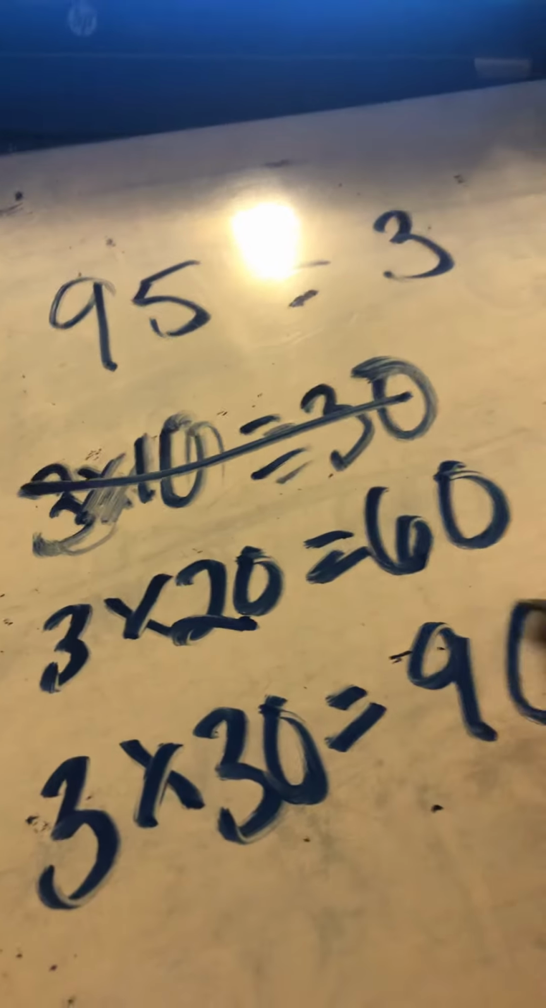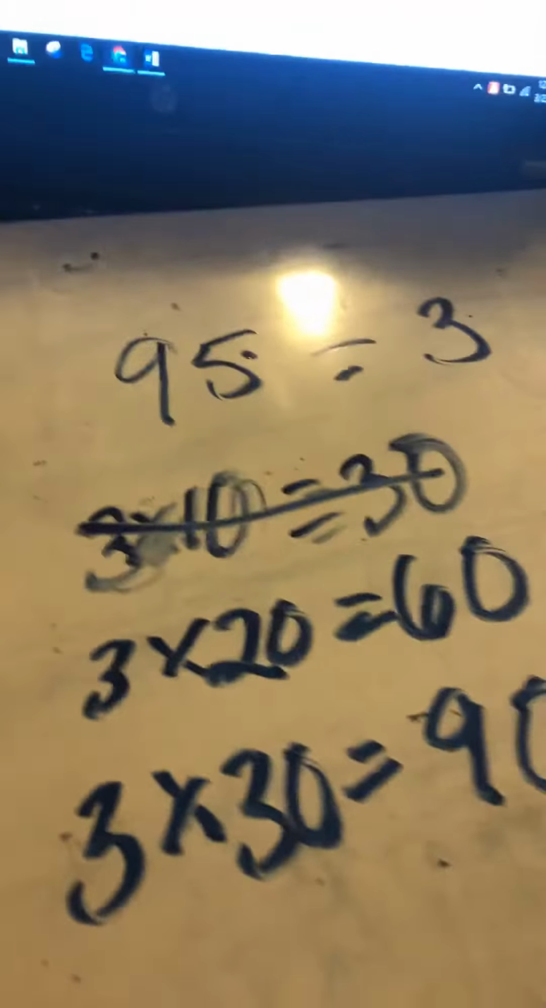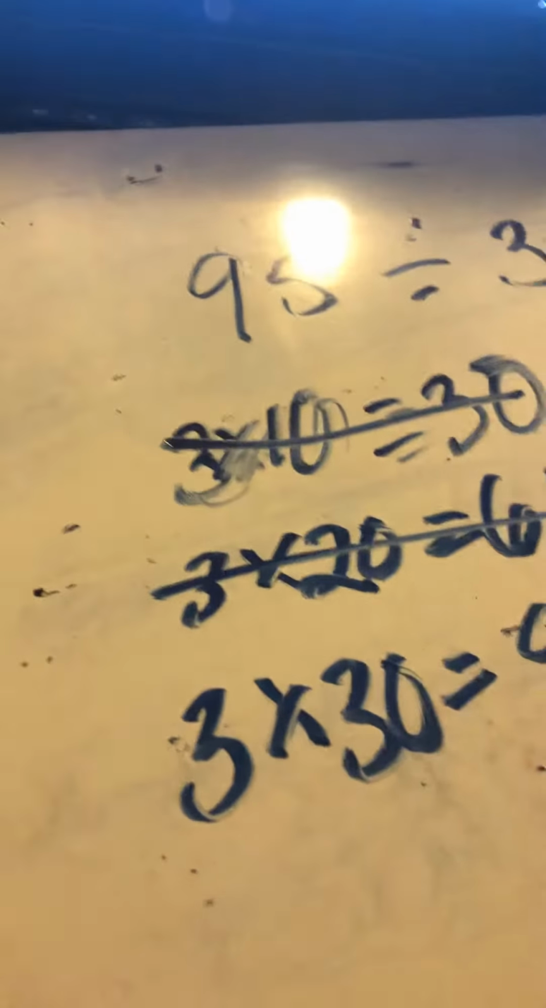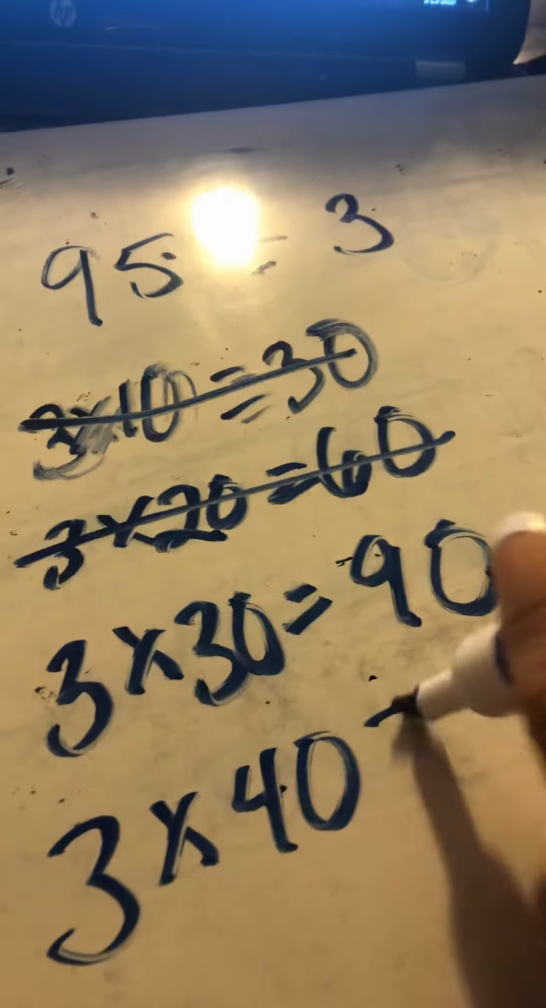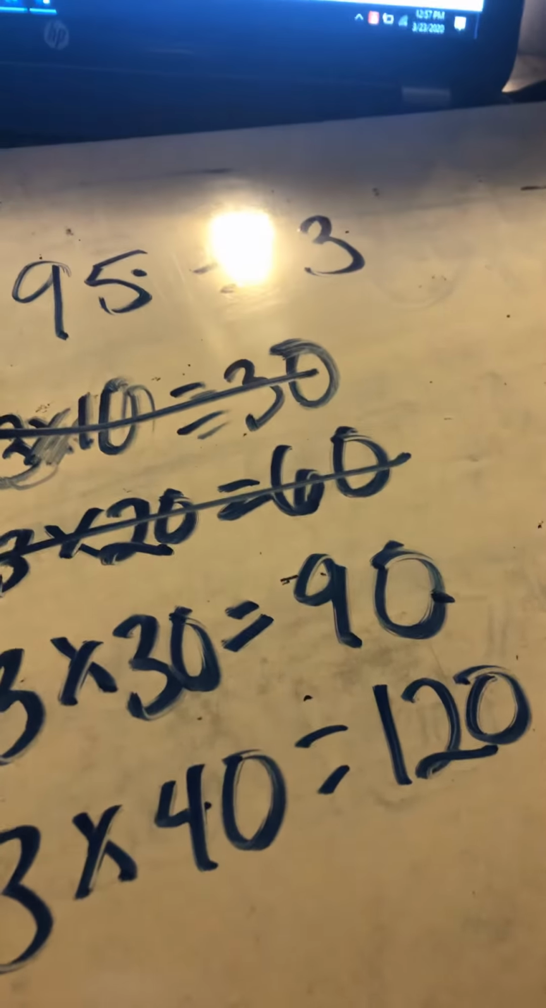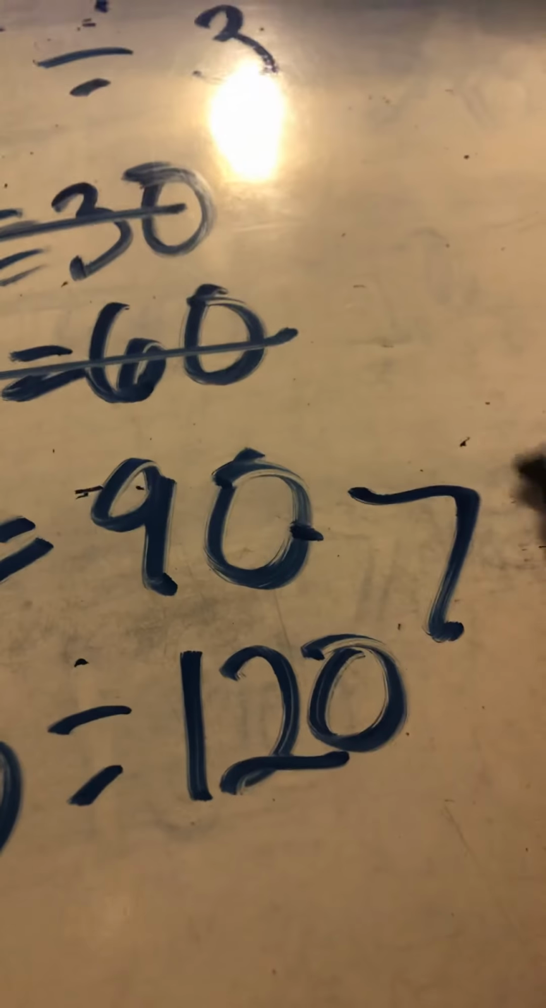It's gonna be 90. We're super close to 95, but have we went over it? Not yet. So we'll cross out 3 times 20. Let's go on to 3 times 40. That equals 120. Okay, so we know 95 is definitely going to fall in between 90 and 120. All right, so we can start listing them. So we'll start at 30.